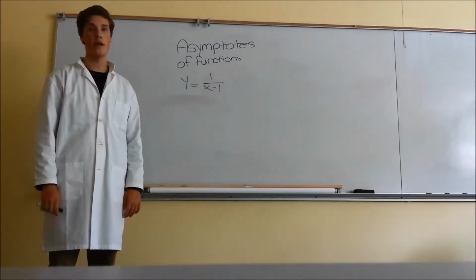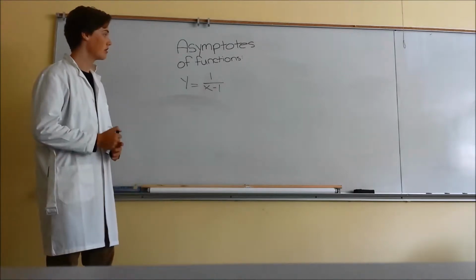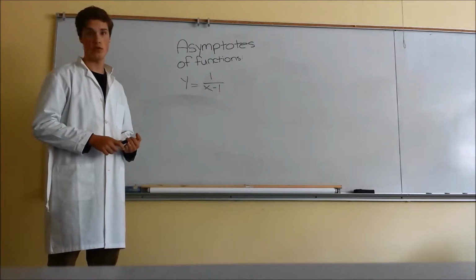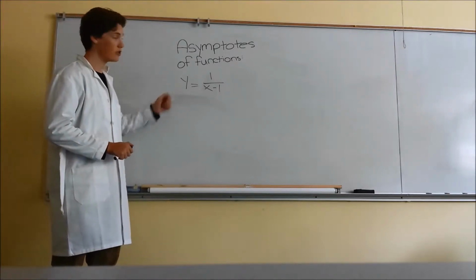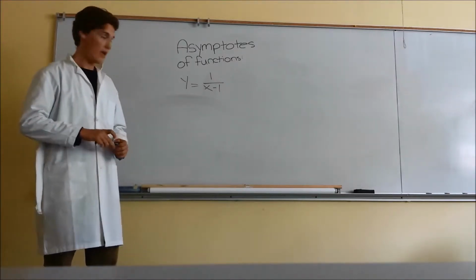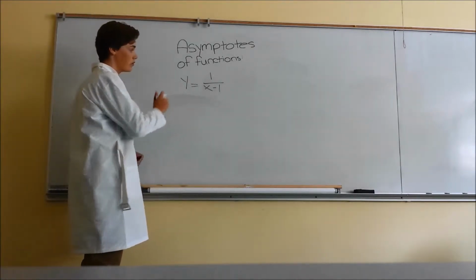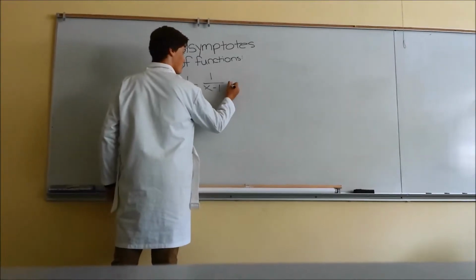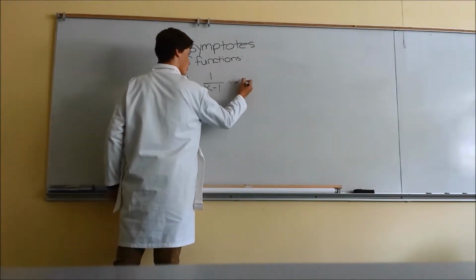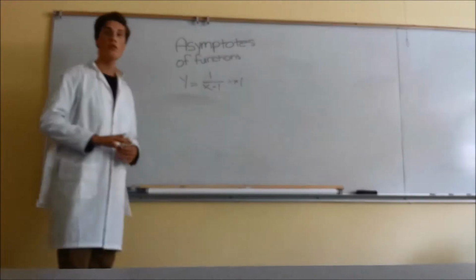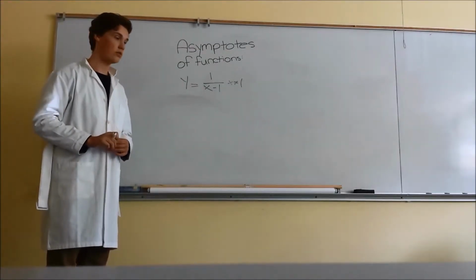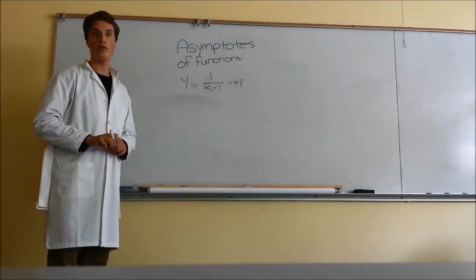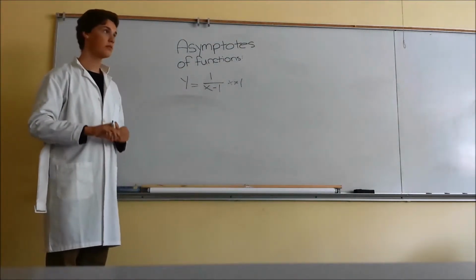Here's a brief review on how to find the asymptotes of your function. There are two kinds of asymptotes, vertical and horizontal. You'll recall this equation from our earlier review lesson, and you'll remember that the restriction on the x value is x cannot equal 1. So to find your vertical asymptotes, you have to check the limit as x approaches 1 from the left and from the right.